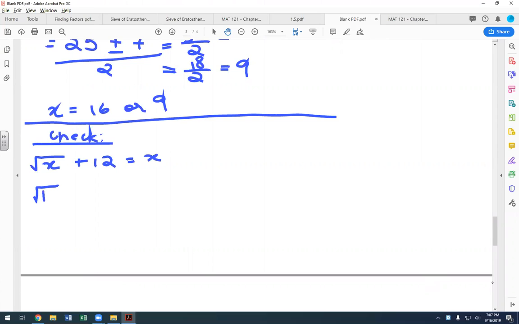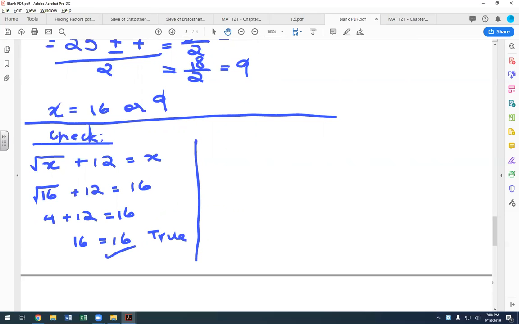So I would have square root of 16 plus 12 equals 16. What is square root of 16? You would have 4 plus 12, which of course gives us a true statement, which means 16 works in our original equation. We can keep it. Now, repeat the same process with the 9.